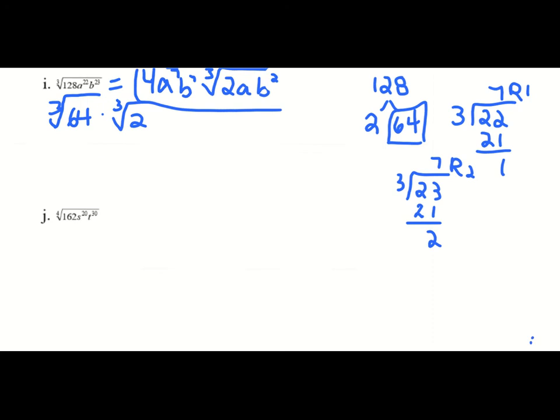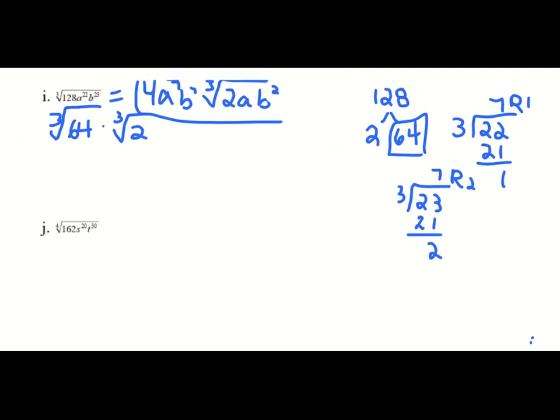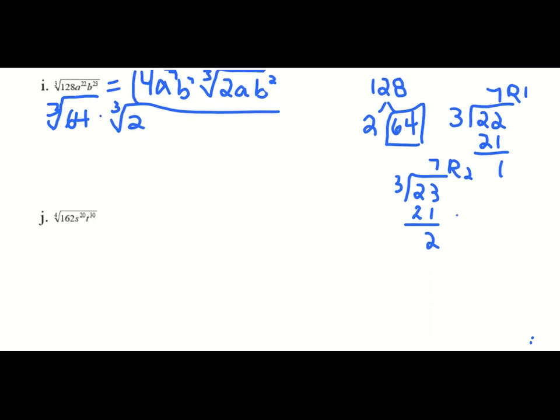All right, our last one is the 4th root of 162, s to the 20th, t to the 30th. And here, sometimes it's a little easier if we look at our 4th roots. If I know 2 to the 4th power, that is 16. 3 to the 4th power is 81. 4 to the 4th power is, I gotta figure that out myself. Hold on. 4 to the 4th power is 256. So I know that's too big.